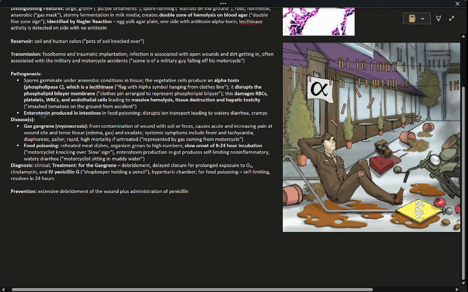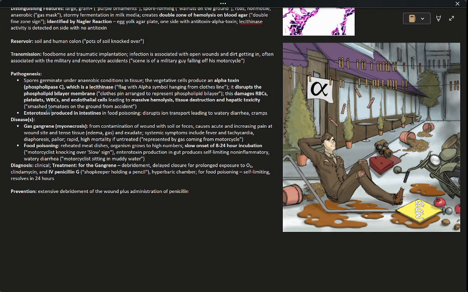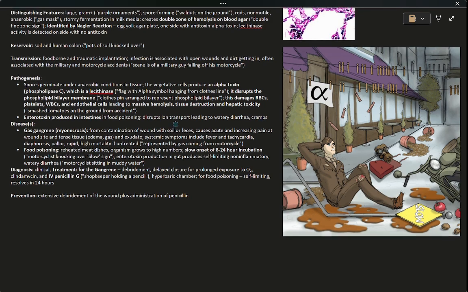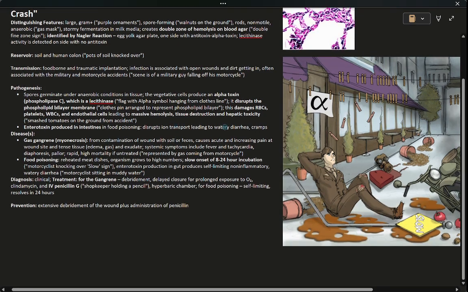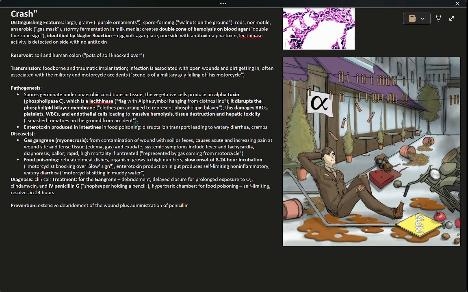And then, in addition, if it is an enterotoxin produced by this bacteria, that toxin will be produced in the intestines during food poisoning, and then this enterotoxin will disrupt the ion transport, leading to watery diarrhea along with cramps. So just remember that Clostridium perfringens can also lead to watery diarrhea, especially if the route of transmission is foodborne.